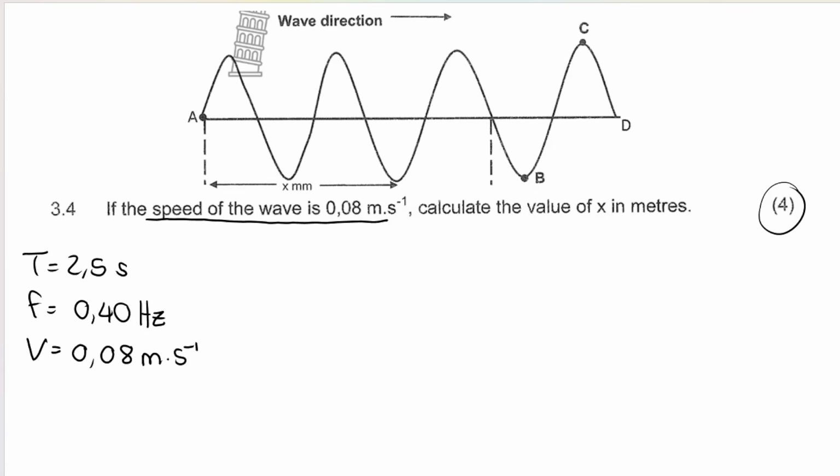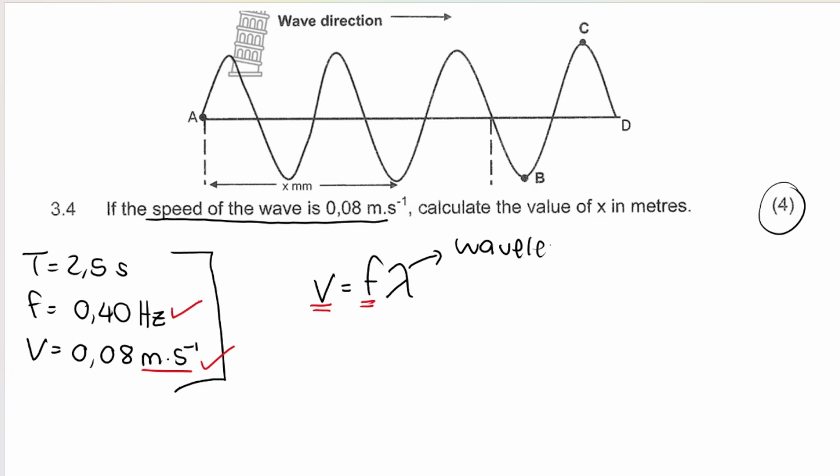Now they want me to calculate the value of x in meters. First things first, what can I get from this information that is measured in meters? I just showed you a formula that looked like this. Which of these 3 variables is measured in meters? Well, that is speed. That's measured in meters per second that I gave you. This is frequency. It's measured in hertz that I gave you. This over here, remember, is wavelength. And wavelength is measured in meters.